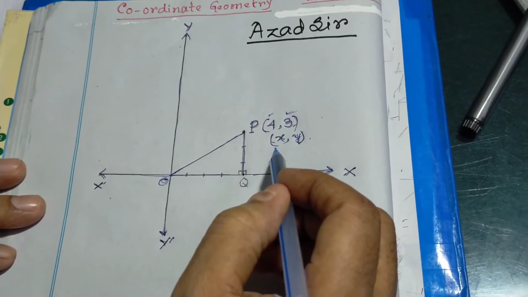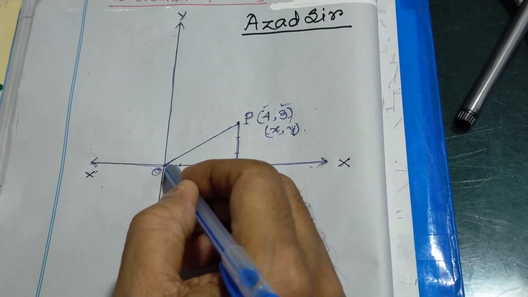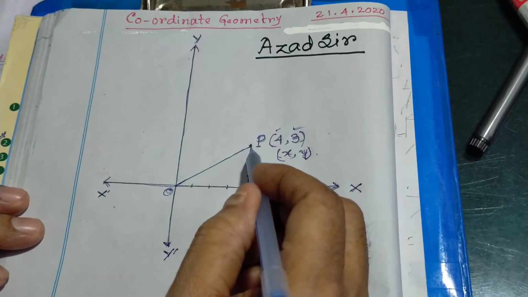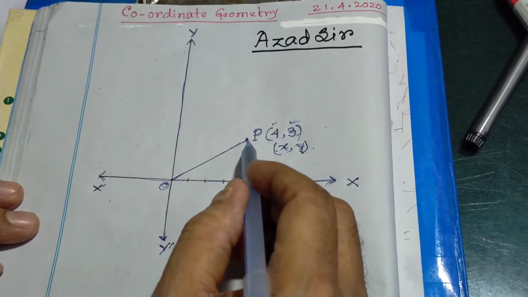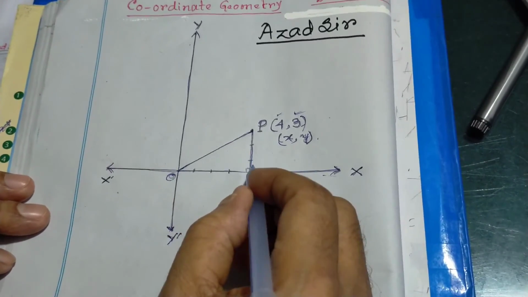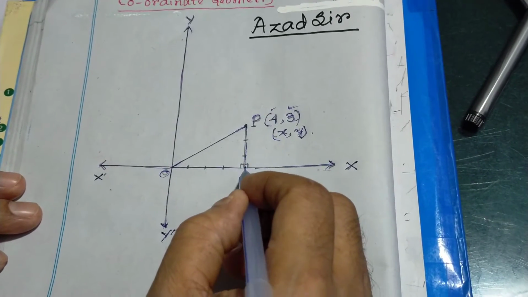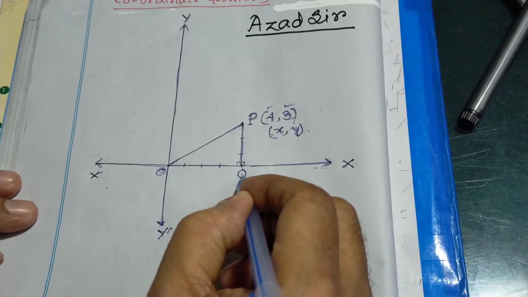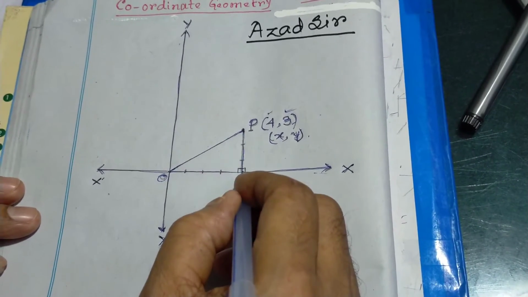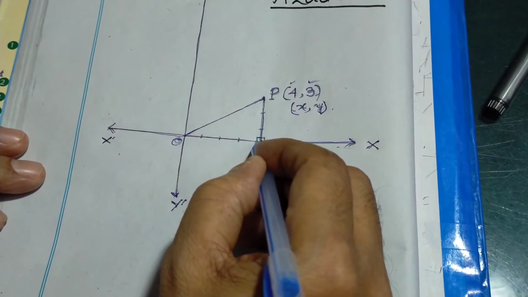Now, how can I measure the distance of this point from the origin? This one is the first topic of this chapter. You cannot measure this by measuring your meter scale, but you have to determine it by a formula. Now listen to me. I have drawn a perpendicular from this point P to the x-axis which meets the x-axis at Q. So the perpendicular is PQ. Now one triangle is formed here which is a right angle triangle.